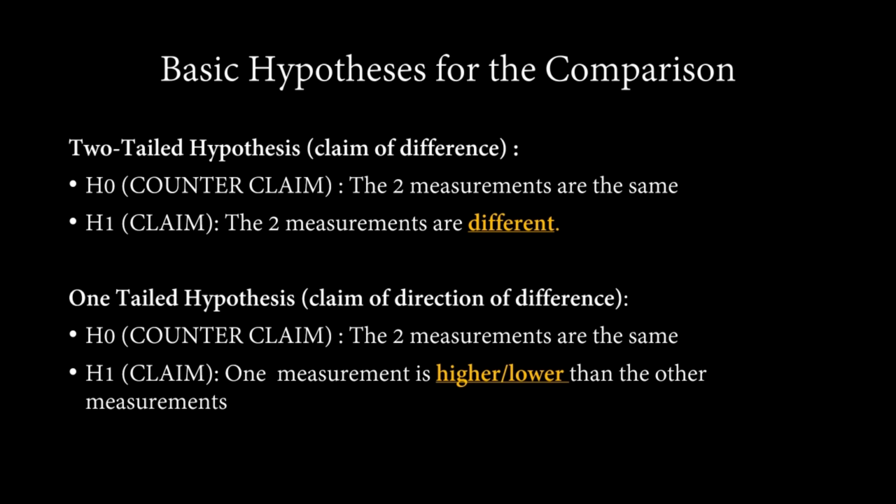On a one-tailed hypothesis, we have a claim of direction. The null hypothesis is still the same, that the two measurements are the same. However, the alternative hypothesis is that one measurement is higher or lower than the other measurement. And with that, we're going to move over to the paired t-test in JAMOVI.